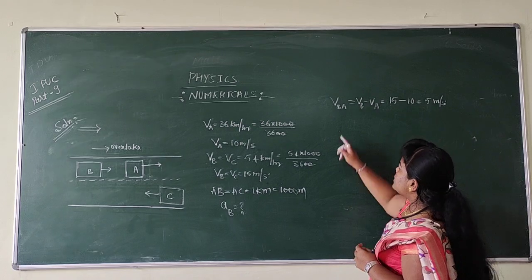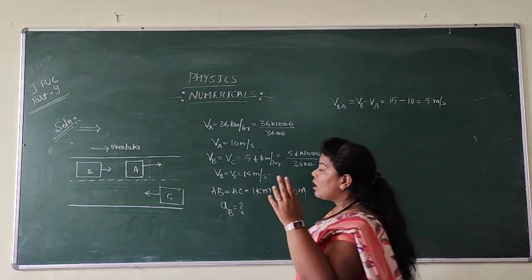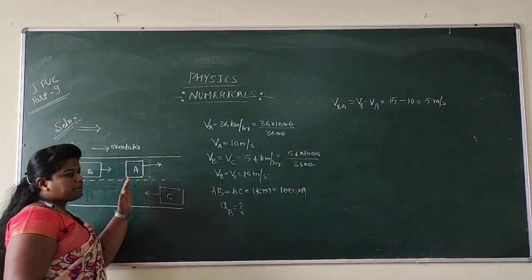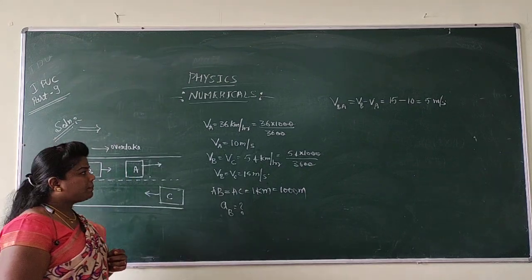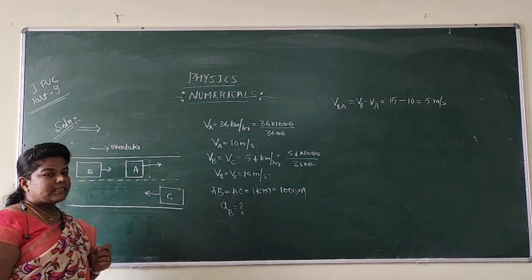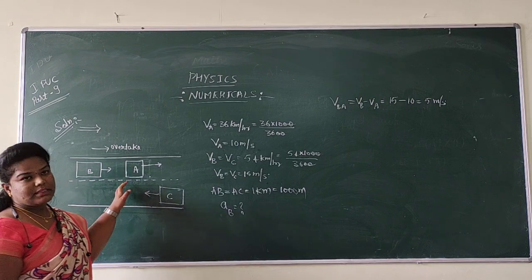I got the relative velocity of car B with respect to A, which is found to be equal to 5 meter per second. Now let us calculate the relative velocity of car C with respect to A.